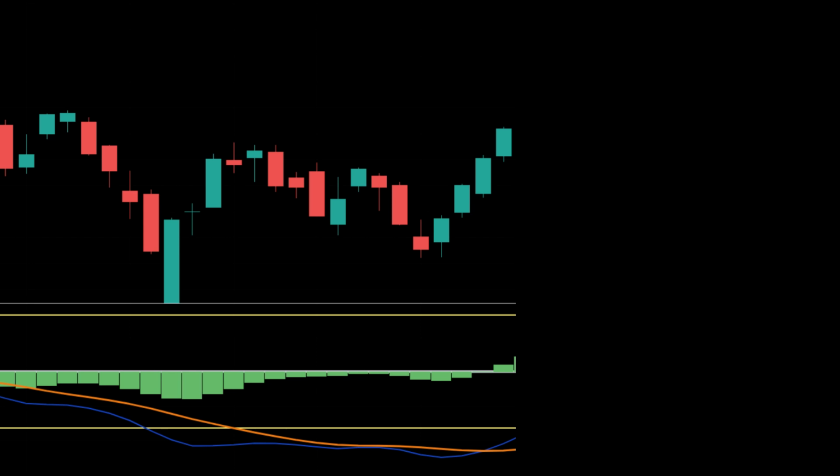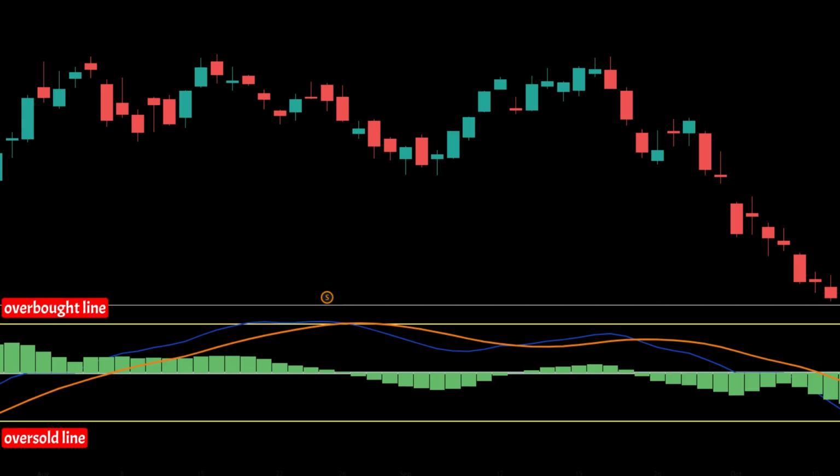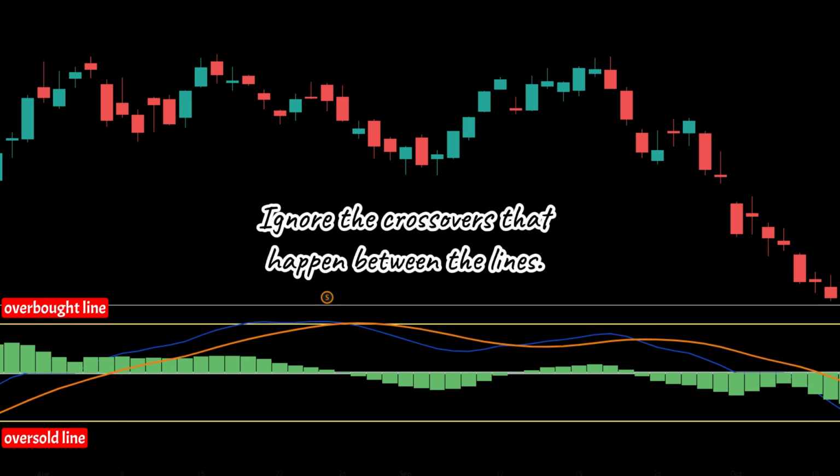Here is how you trade the strategy. First is your buy signal. You want to take a position if the Impulse MACD crosses over upwards, but the crossover needs to happen below the oversold line. Similarly, for your sell signal, you only need to sell when the Impulse MACD crosses over downwards, but the crossover needs to happen above the overbought line. When crossovers happen between the lines like this, we will ignore them. This is because we want to make sure that we only take positions if the price is overextended.